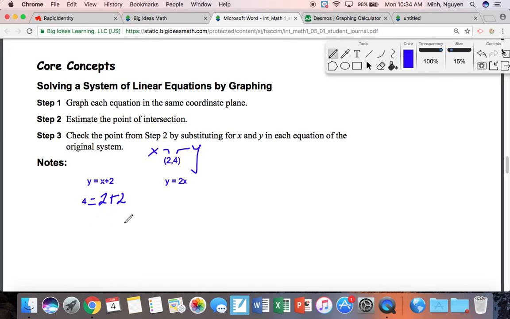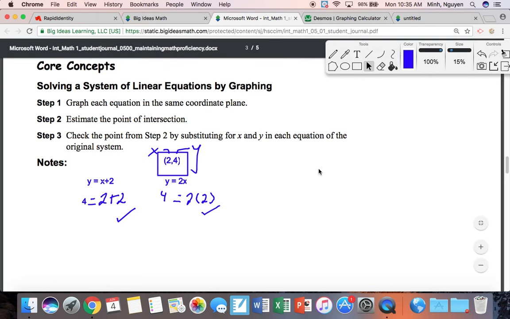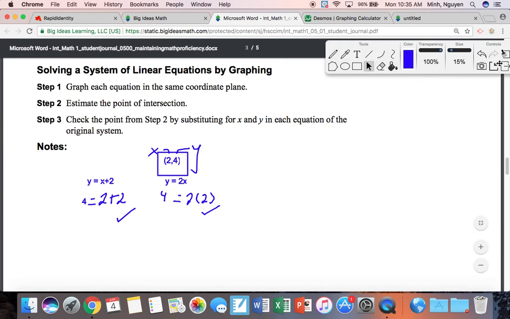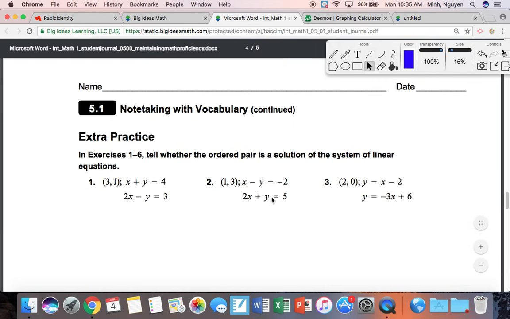Is 4 equal to 2 plus 2? Yes, that makes sense. I have 4 equals 2 times 2. Is 4 equal to 2 times 2? Yes, that also makes sense. So when we have a solution or an answer, it must work for not just one of these equations, but for both. So in this case, we check the point, it works out. 2, 4 is the solution for this system of equations. I can clear this, and we can move on to the next.